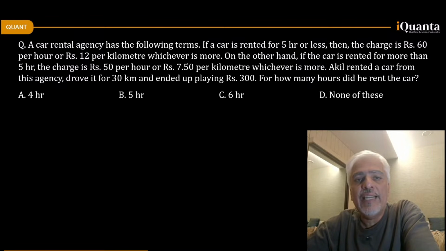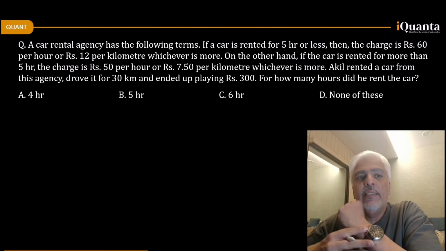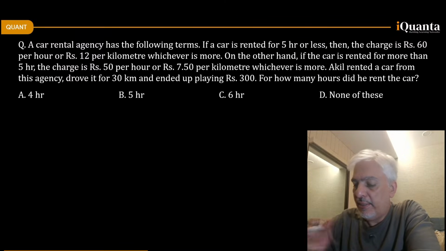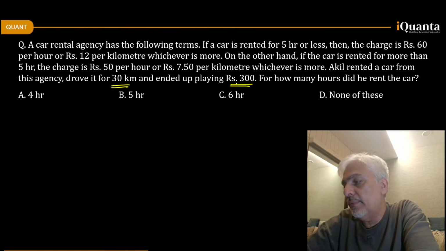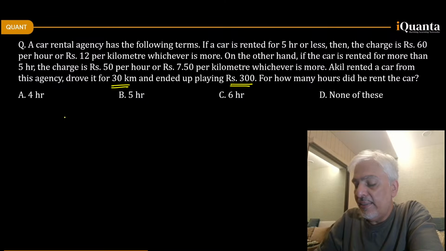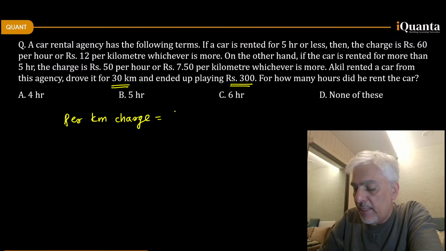Now see, understand one thing, the charge is being calculated either on time or on kilometers. Now, if you look very carefully, Akhil has driven 30 kilometers and paid 300 rupees. That means per kilometer charge is 300 divided by 30, which is 10 per kilometer.